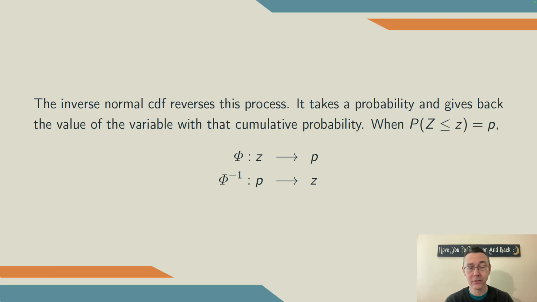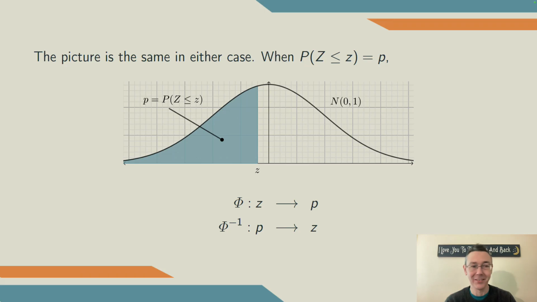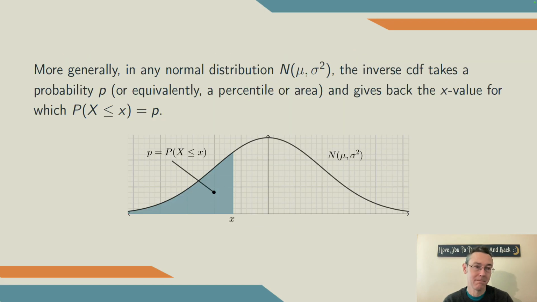So if we're talking about the standard normal distribution, the normal CDF maps from z to p, and the inverse normal maps from p back to z. The picture is the same in either case. When the probability that z is less than or equal to some specific value, little z, is equal to p, p is the area to the left of z under this graph. So phi takes the z value and gives you back the p. Phi inverse takes the p and gives you back the z.